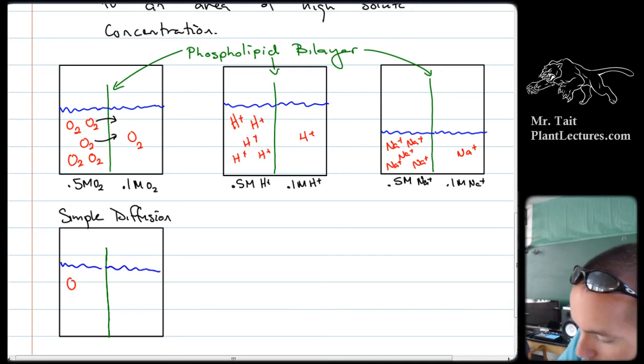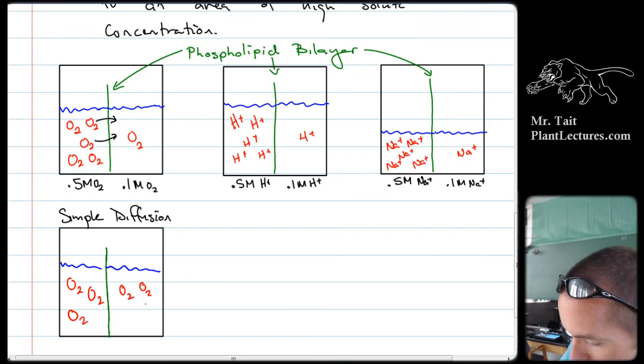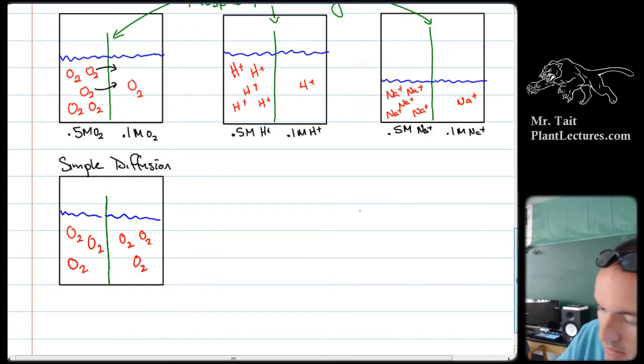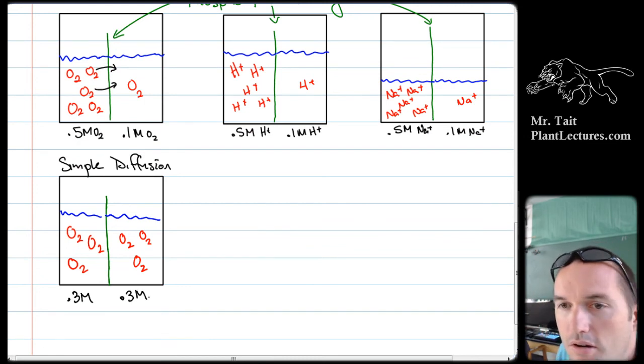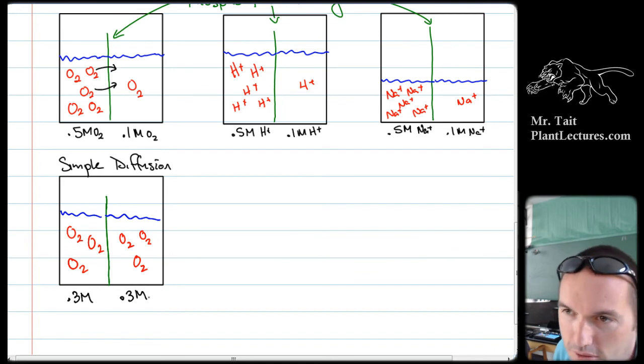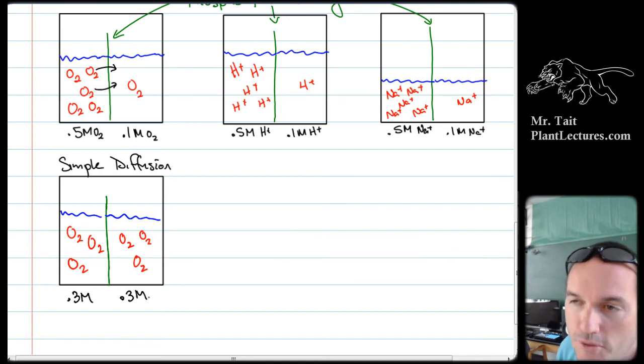Where you now have an equal amount of O2 on both sides, which was 0.3 molar then. So they've equaled out, so now they're 0.3 molar each. What's the movement look like now? Do they move at all? They do. But they move equally, yes.